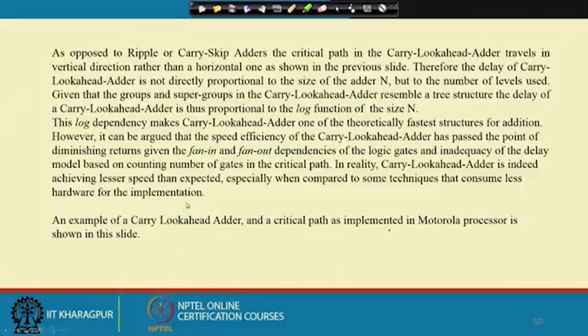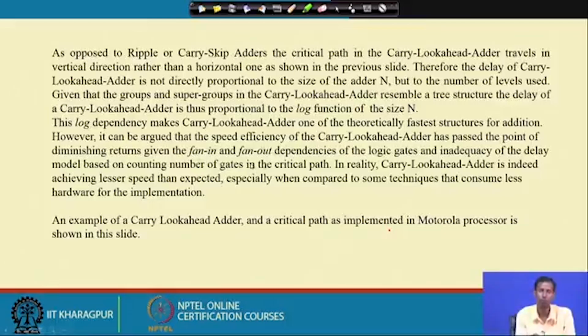So, what is the condition of fan in and fan out dependency, that we will see in the next class. Theoretically I can get the corresponding critical path as log of n, okay. But in practice we do not get that. Why do we not get that? Because of this fan in and fan out dependency. What is that fan in fan out dependency? That we will see in the next class.